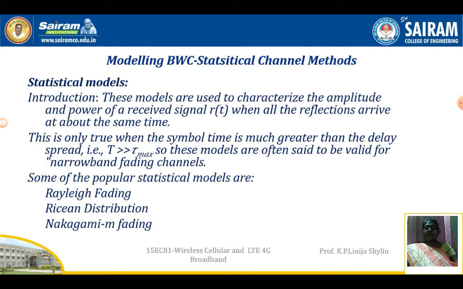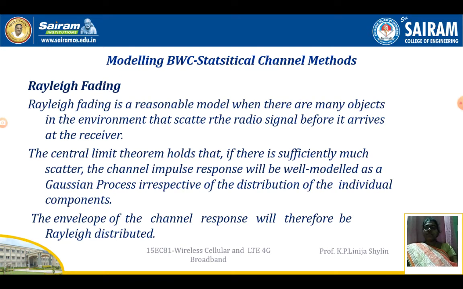There are three types of popular statistical models: Rayleigh fading, Gaussian distribution, and Nakagami fading. This is how we are going to characterize the three types of fading. Let us discuss them one by one. First we will see the Rayleigh fading.